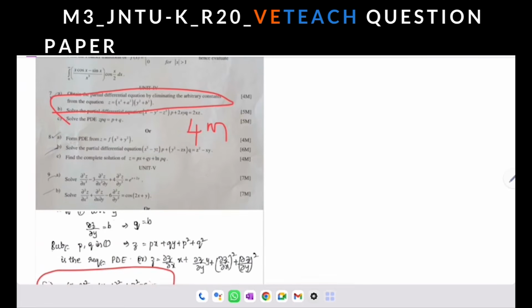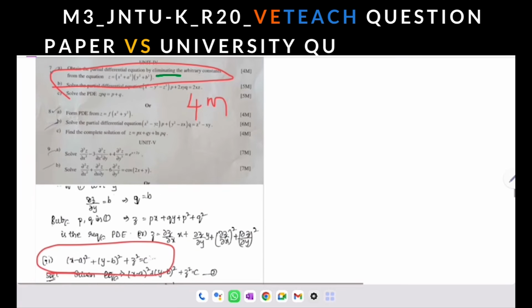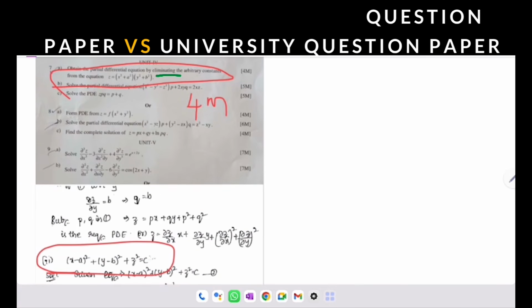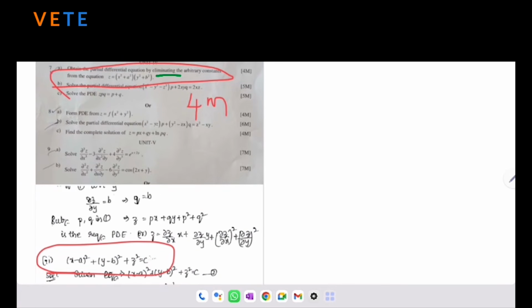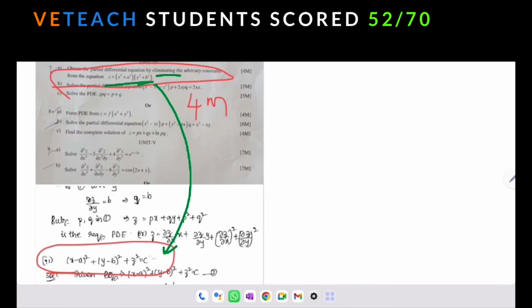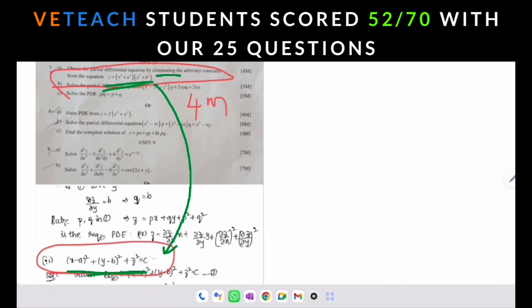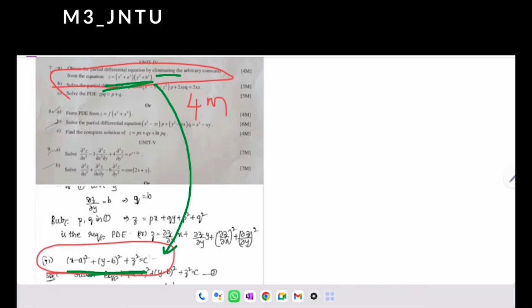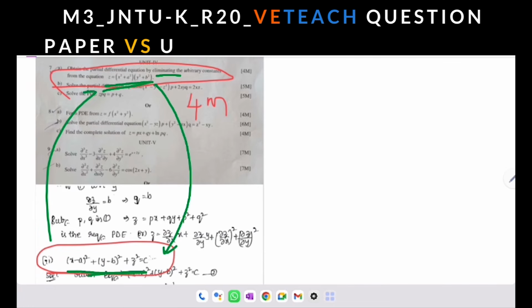And the next question is to find out the partial differential equation by eliminating arbitrary constants and arbitrary functions. So exactly the same model is repeated almost. The numericals are also somewhat similar, but not exactly matched. So we have repeated it as the same model question.